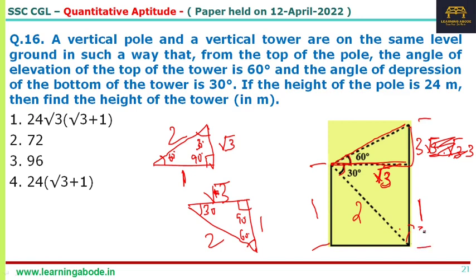Whenever you get this 30, 60 question, I've seen that only the numbers keep changing. So whatever you get as the height of the pole, you can just write the height of the tower as 4 times. If the height of the pole is 1, then the height of the tower is 4. So if this is 24, then the height of the tower is 96. Answer option 3, 96, is the answer.